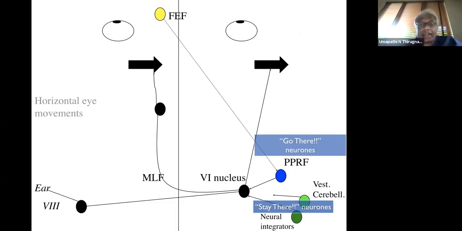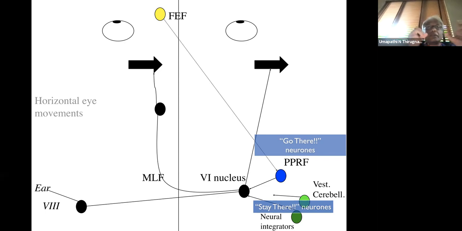So how does it work? My right frontal eye field sends a signal: please try to look to the left. This signal is then converted by my left go there neurons. My right frontal eye field sends to the left go there neurons, which will send a signal to my left 6th nucleus: go there, my eyes hop. But once it reaches the target, my stay there neurons will kick in and keep the eye there. The second and third gear, keep the eye there.